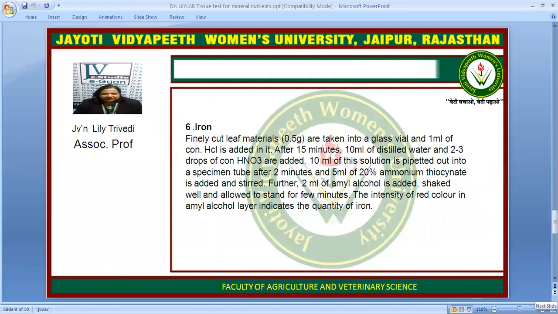Now, for iron, we use finely cut leaf material, that is 0.5 grams in a glass vial and 1 ml of concentrated hydrochloric acid. After 15 minutes, we add 10 ml of distilled water and 2 to 3 drops of concentrated nitric acid. 10 ml of this solution is taken in a specimen tube, and after 2 minutes, 5 ml of 20% ammonium thiocyanate is added and stirred. Further 2 ml of amyl alcohol is added. It is shaken well and allowed to stand. Here also the intensity of red color of amyl alcohol indicates the quantity of iron present in the tissue.